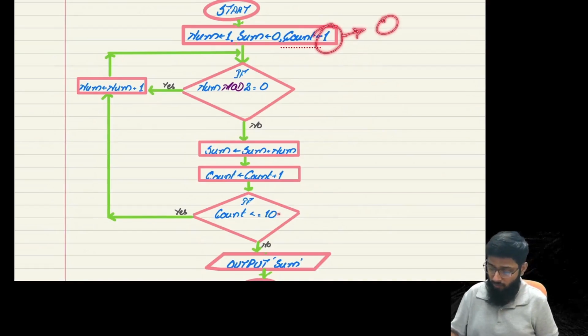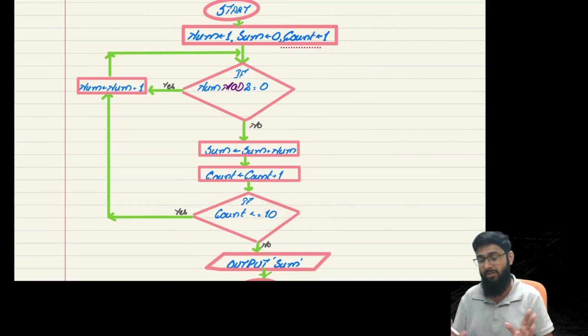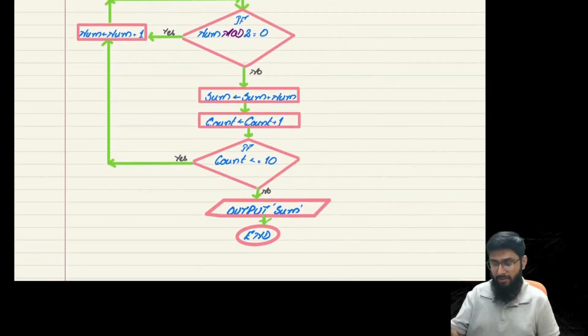I forgot to tell you guys in the last question as well, that if I place count as 0, what will be the difference? The only difference will be num less than or equal to 9. It will be decremented by 1. Nothing apart from that, that was the only difference. And finally we do have an output sum, and finally the end.